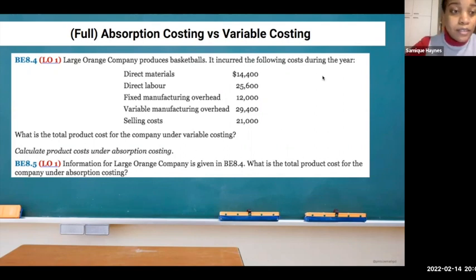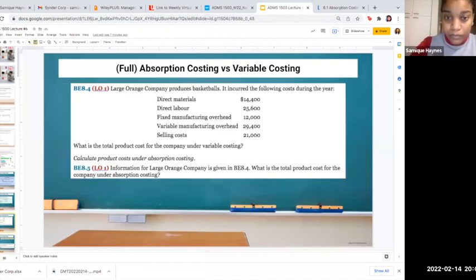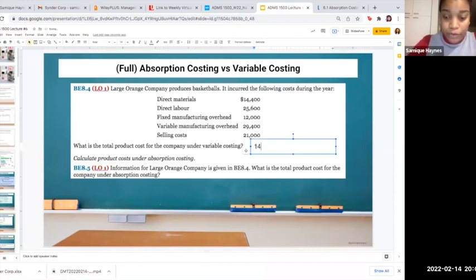69,400, correct. Good. So we're just adding up direct materials plus direct labor plus variable manufacturing overhead. So that's 14,400 plus 25,600 plus 29,400 equals 69,400.